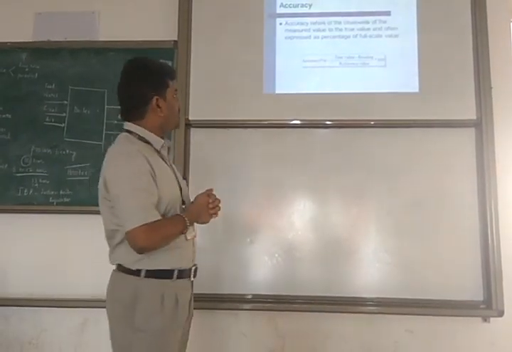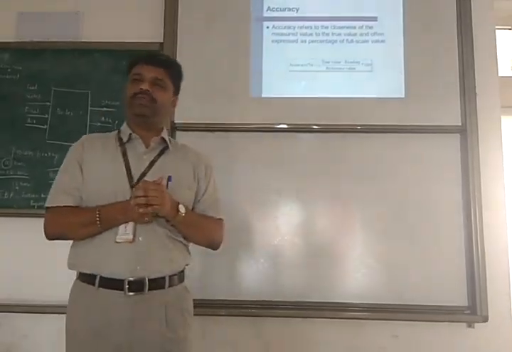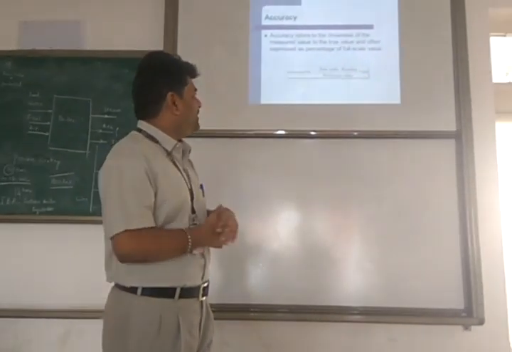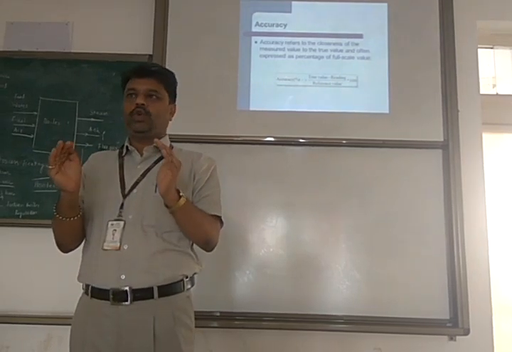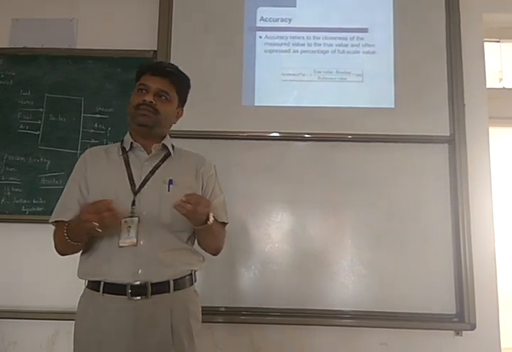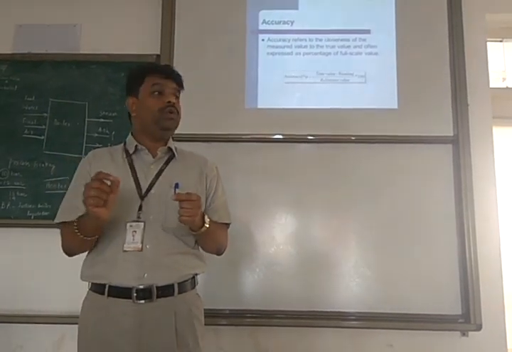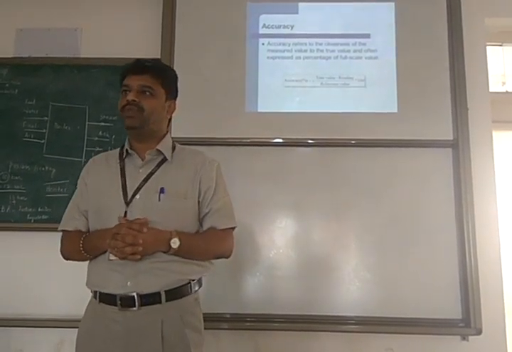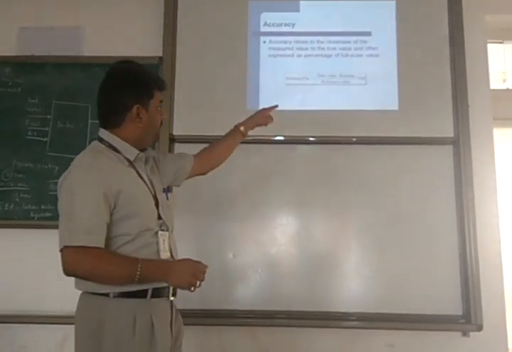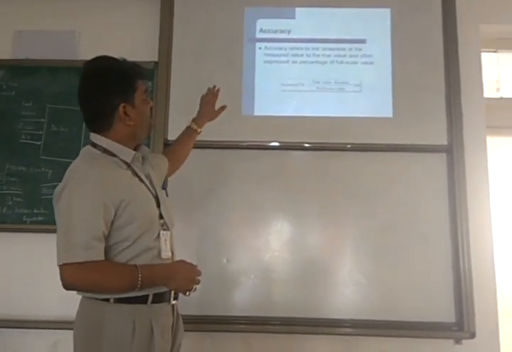here. And there is something called reference value. So the formula for calculating the accuracy: true value minus reading will give you the error, isn't it? True value is the actual temperature. The reading I am getting from the instrument is something different from that actual value, and that difference will give you the error in the measurement. So that error divided by some reference value into 100 will give you the accuracy.